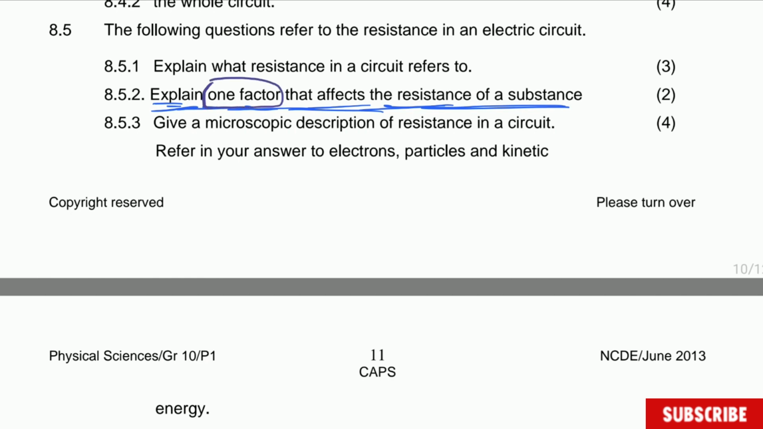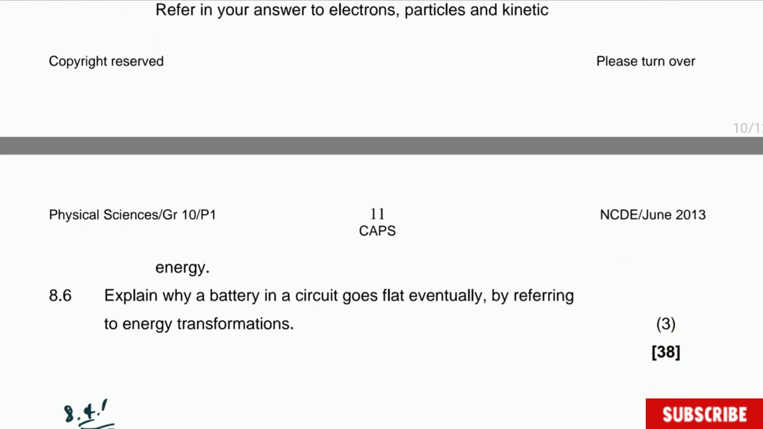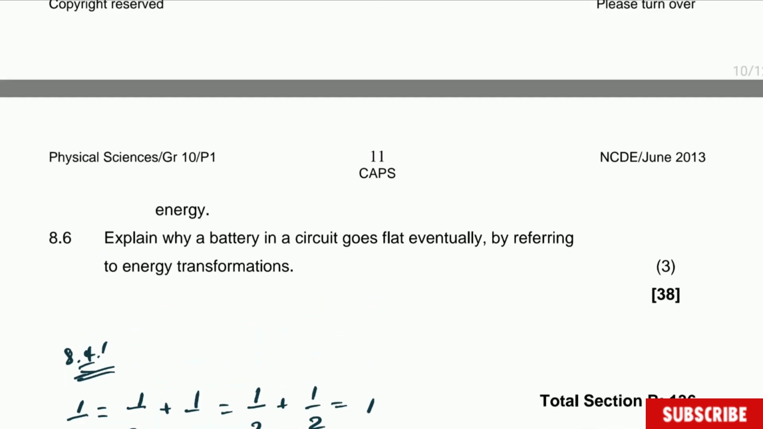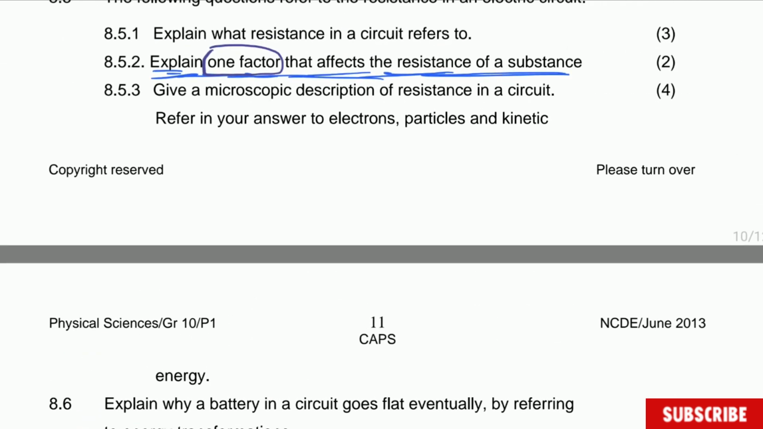Question 5.8.3. Give a macroscopic description of resistance in a circuit. Refer in your answer to electrons, particles, and kinetic energy. Okay, so let's quickly do that explanation. There is also a video where I explain that one there. But let me just do a small drawing here.